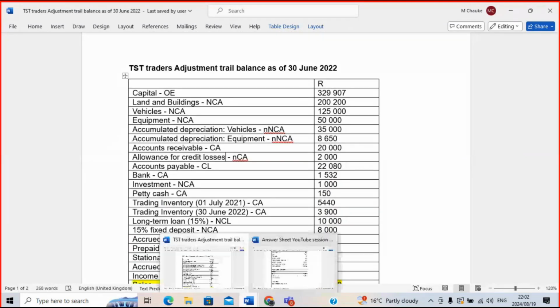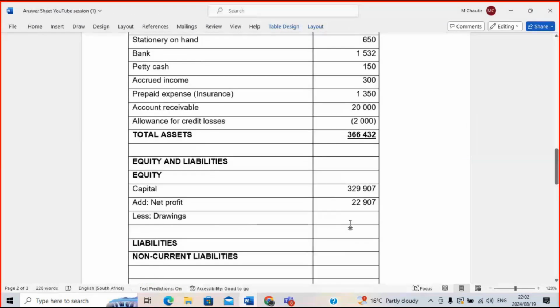Okay. So now, since we don't have drawings, but always we must know we must less it, right? But now it's 0, so we're just gonna put 0 in bracket because that's what we must subtract. And then it means you have to say capital plus net profit minus 0. How much is the answer there?